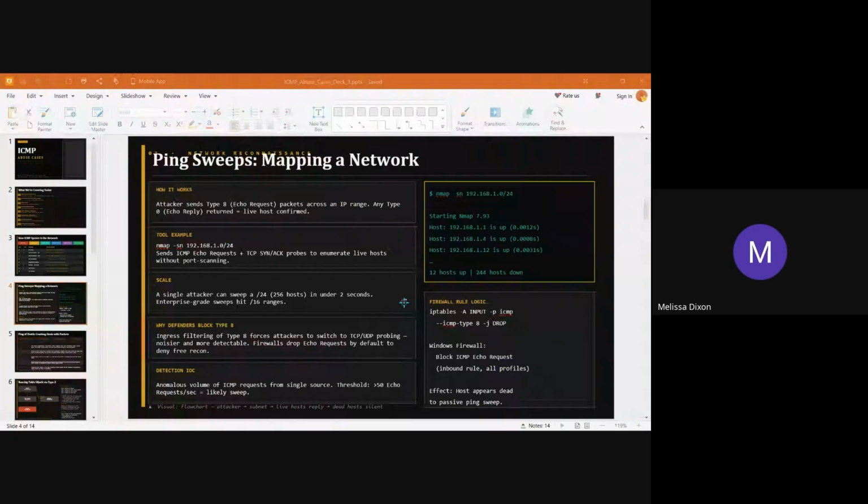Nmap sends ICMP echo request, TCP SYN to 443, and TCP ACK to 80 by default. So even if type 8 is blocked, Nmap may still find live hosts via TCP, which is why blocking type 8 alone is not sufficient defense, right? So I'm going to ask you guys, why do enterprises block type 8 inbound at the firewall if attackers can just switch to TCP probing? Does anyone have any thoughts on that one? What would be the methodology behind that?